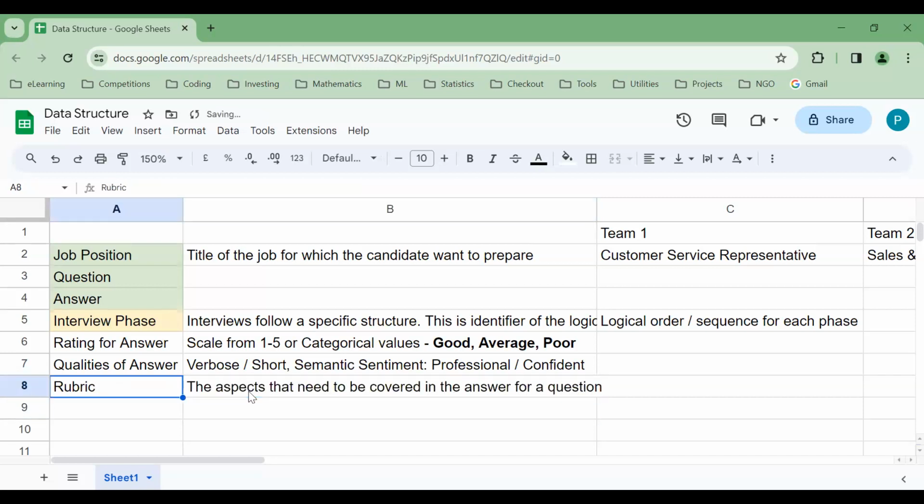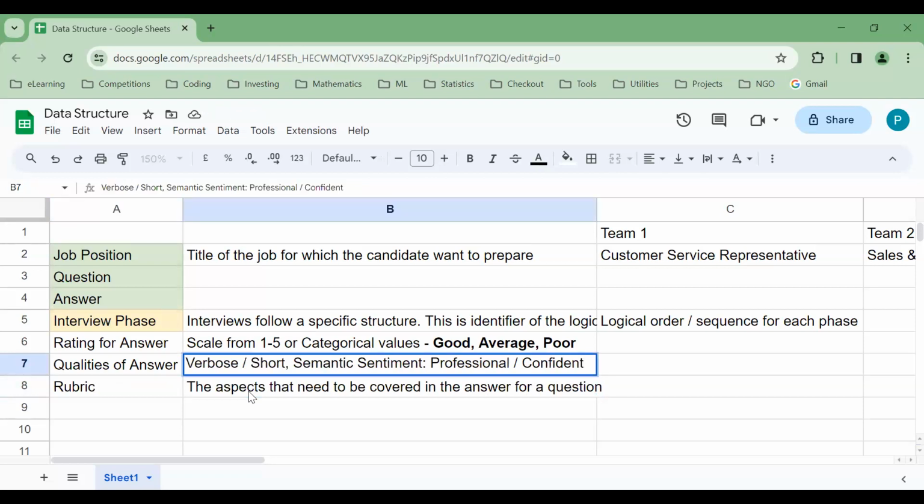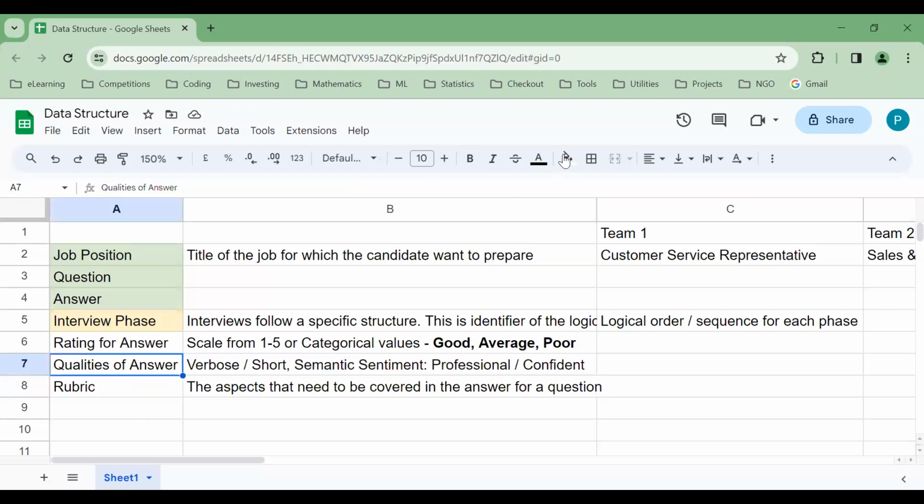I'll mark this as red because this is not a column. All right. So what about this one, rubric? Is this something that's possible for each of the questions? What does everybody think?